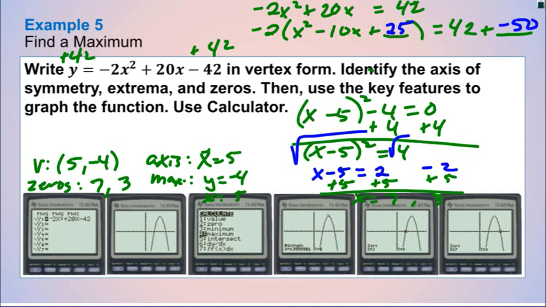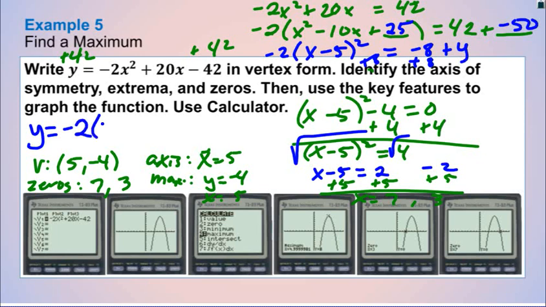If I add a -50 over here, I now have a perfect square trinomial, which is x minus 5 squared equaling 42 plus a -50, which is -8. So now to get this all on one side, because remember there's a plus y over here, now I add 8 to both sides, and my vertex form would be y equals -2 times x minus 5 squared plus 8. And so my vertex would be 5 and then 8. And as you can see on my calculator right here, that's what I have as my vertex.